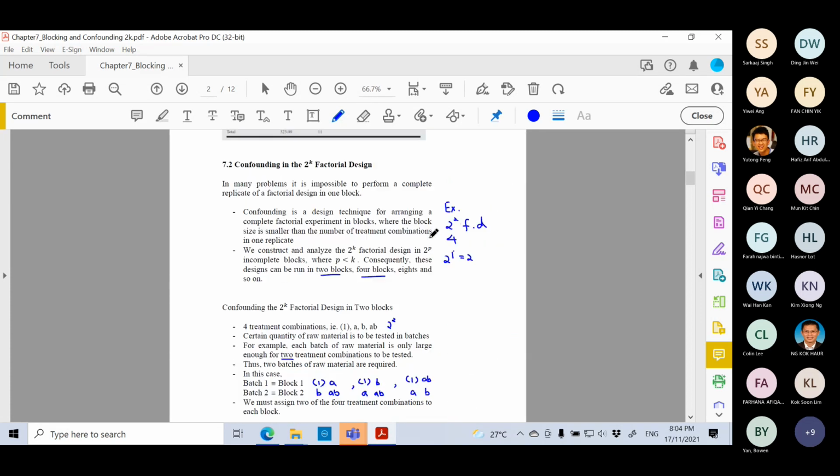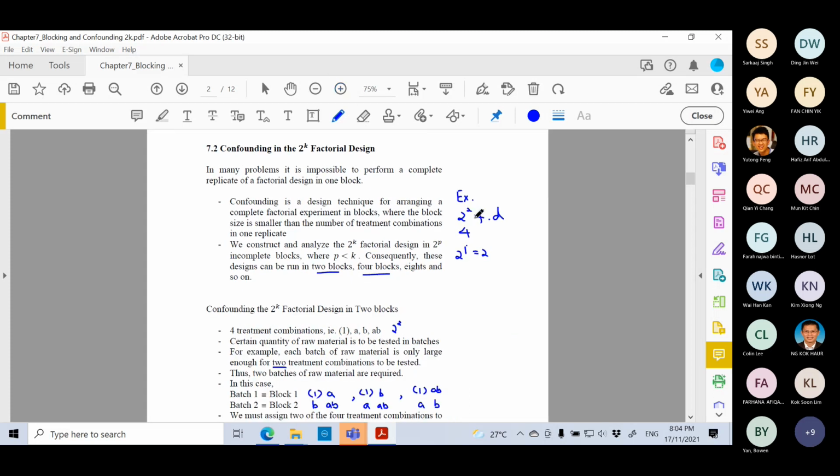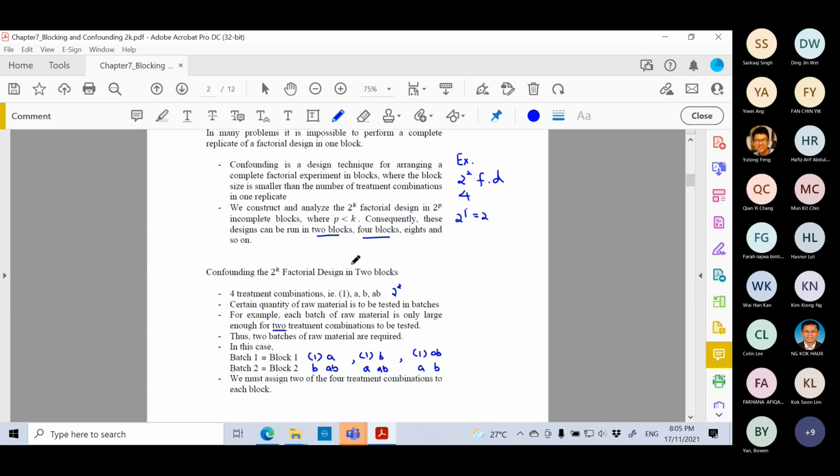So this is the idea of confounding, where we run a number of blocks. The 2 power of k is the total number of the factorial design. Then you only run 2 power of p in a complete block, where p is less than k. So in that case, you can only run 2 blocks. You cannot run 3 blocks, or 5 blocks. You can only run 2 blocks, 4 blocks, 8 blocks, and so on.